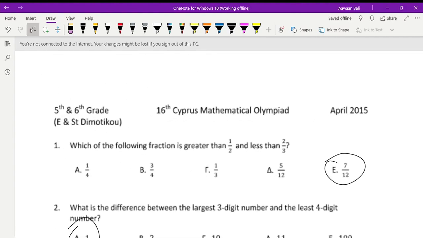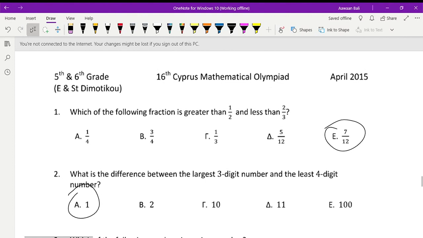Now, question number 1. Which of the following fractions is greater than a half and less than 2/3? To find this, you basically need an LCM, a common multiple actually, because none of these denominators are 6. Since the lowest common multiple you can find is 6, since 2 times 3 is 6, 3 times 2 is 6, obviously. So what we can do is find 12 first.